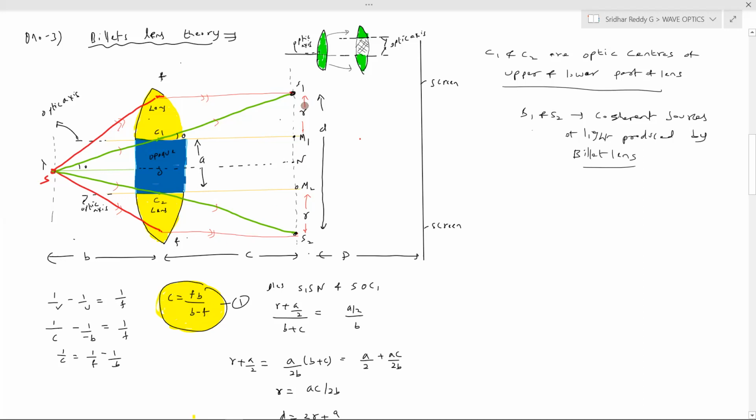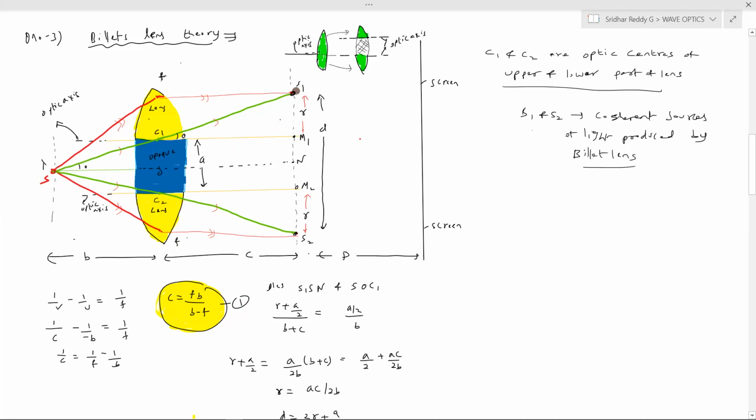So at what distance are the images of the coherent sources S1, S2 formed? They'll be on the same vertical line because it's symmetric. They'll be on the same vertical line. Getting this one? No. Let me come to the triangle.